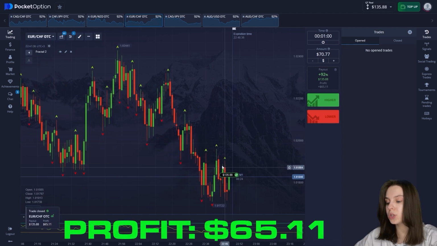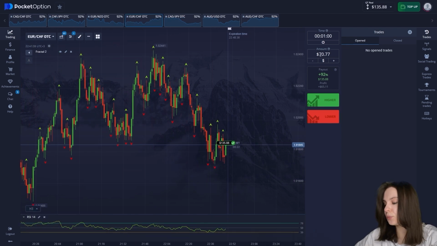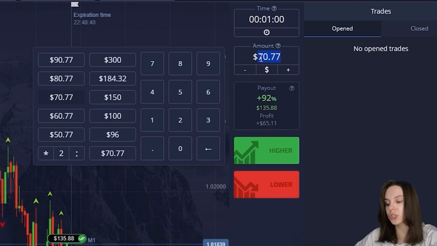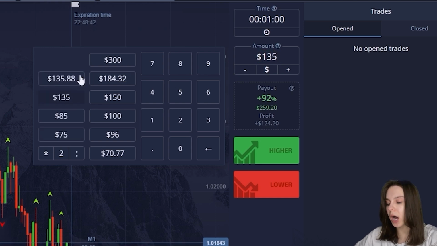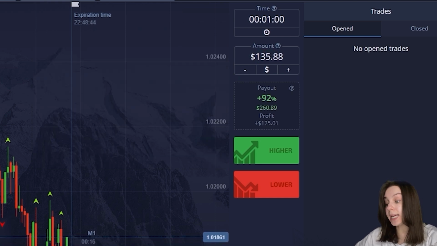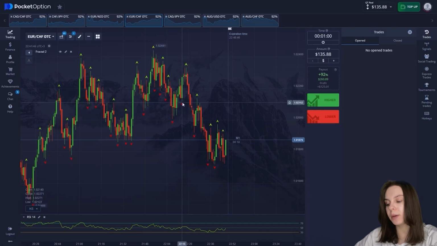This transaction was closed also in plus. We again increased the amount of our transaction to the size of $135.88 exactly, the same as our balance, after which we move on to the next currency pair.